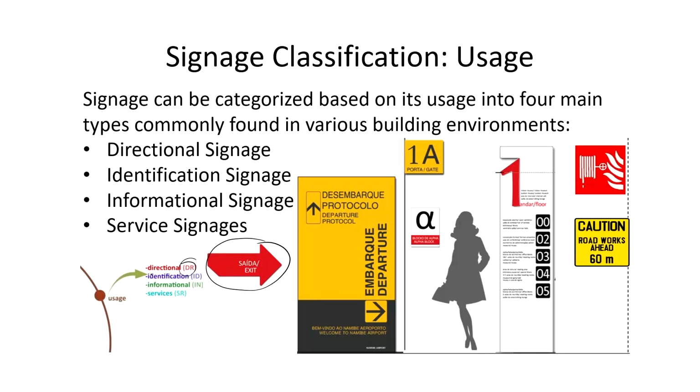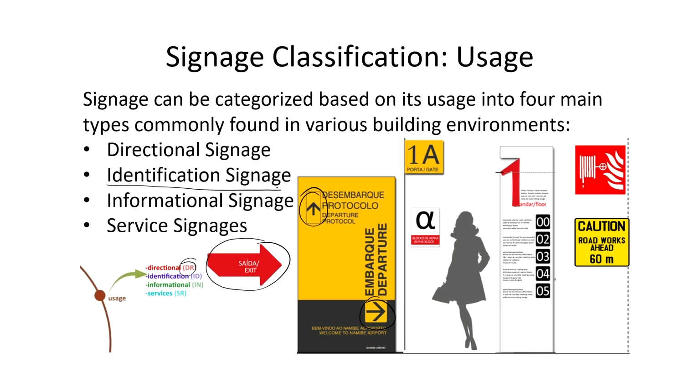So, while coding them, we mark them as DR, which is written here. The second one has also used directions, which also makes this signage a directional signage. So, these are two examples of signages which have arrows and direct towards a certain direction.